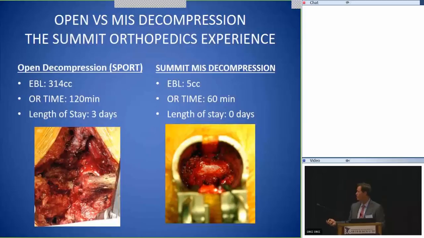Well, our blood loss with a one-level decompression is 5 cc's, and that's rounding up. It's really next to zero, but you got to put something. So it's always 5 cc's, okay? The operative time is 60 minutes, and that includes putting the patient to sleep and waking them back up again and closing their skin and getting out of the room.